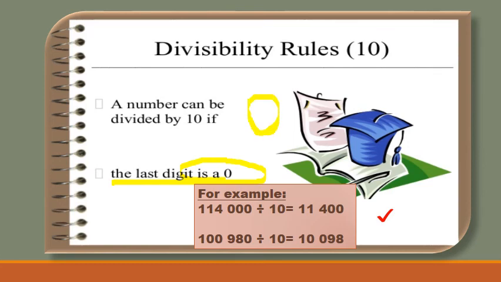For example, the numbers 114,000 and 10980. The last digit of both numbers is 0. So both numbers can be easily divided by 10 because the last digit of these two numbers is 0.